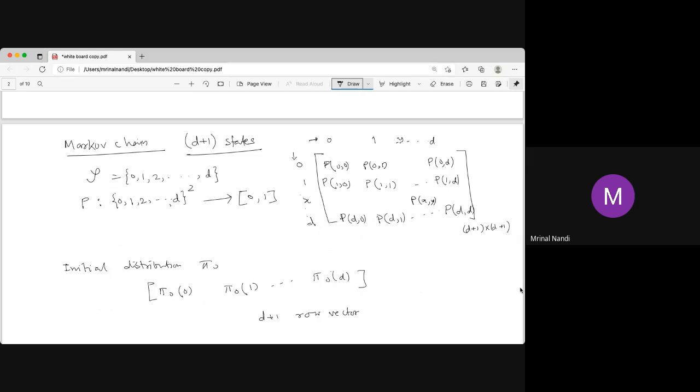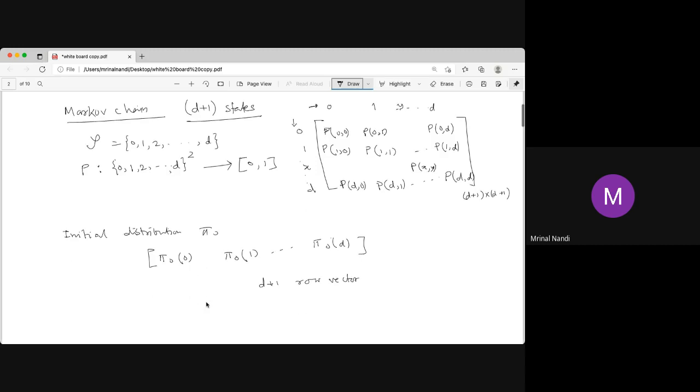Now, what is the distribution of x1? Remember, this pi 0 is nothing but the probability of x0 equal to 0, then x0 equal to d.